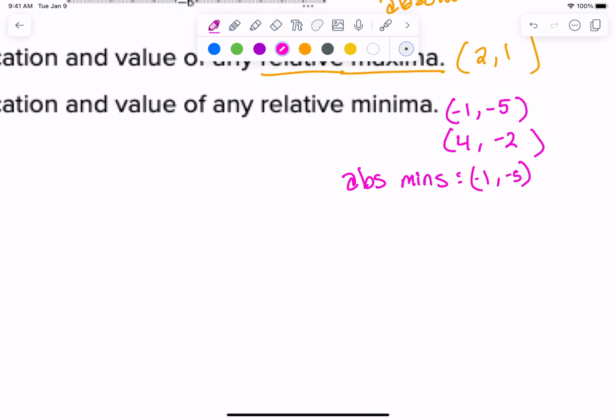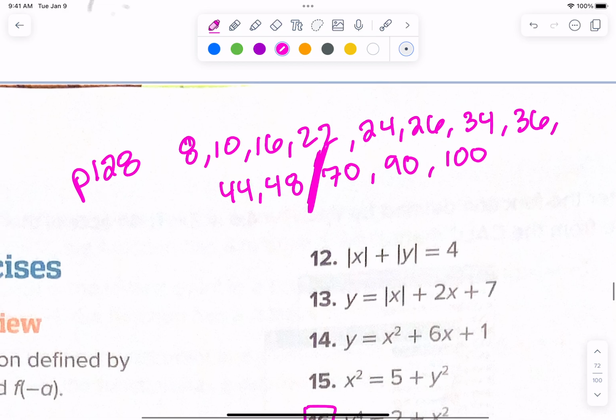There's your homework. On the homework, it only asks for the relative. Yes, on the homework it only asks for relatives, so you're fine.